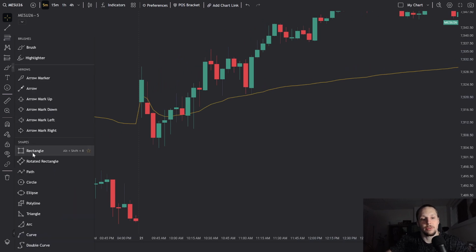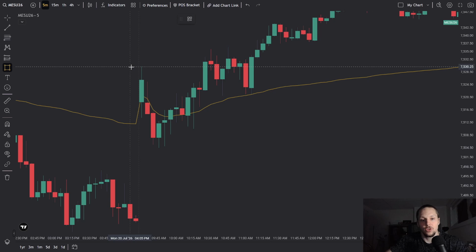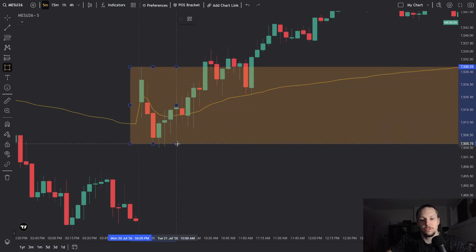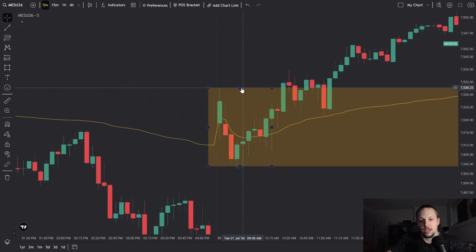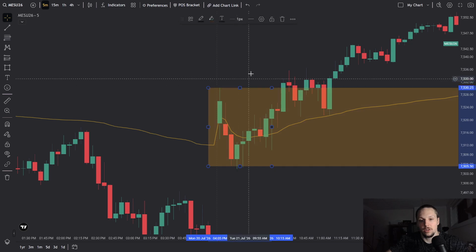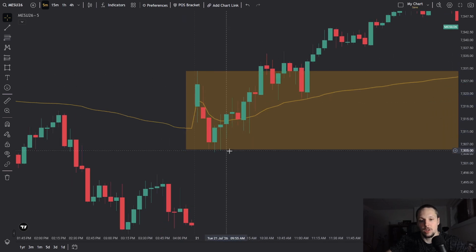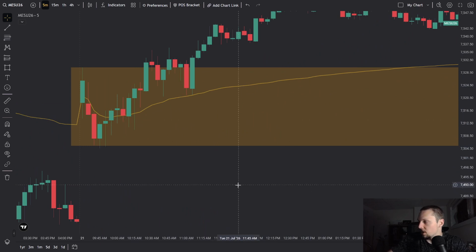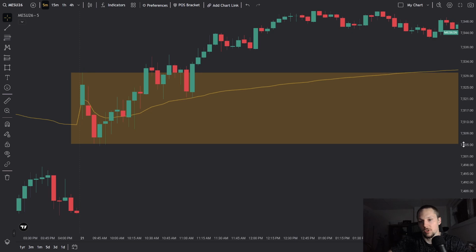I'm going to take my rectangle tool here, and I like to draw a box over the first 3 5-minute candles that print. And the box is going to be as high as the tallest wick out of those 3 candles and as low as the lowest wick. So these are those 3 candles. This is what the box looks like, and we're going to call this our opening range.